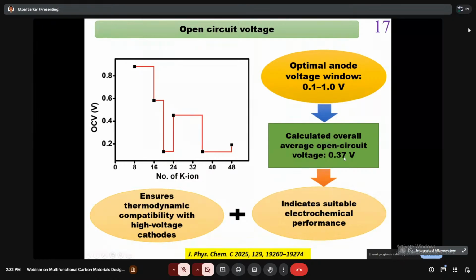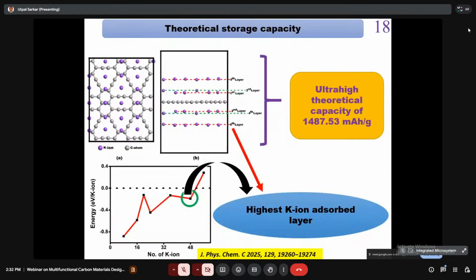That tells you that this material is suitable for electrochemical performance, and it ensures thermodynamic compatibility with high voltage cathodes. The theoretical storage capacity for all these layers we have calculated, and we get a theoretical capacity of 1487, roughly 1500 milliampere per gram, which is very large.